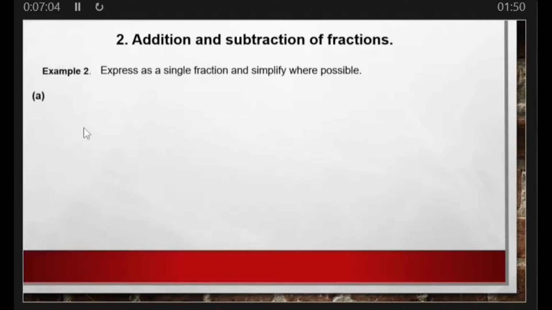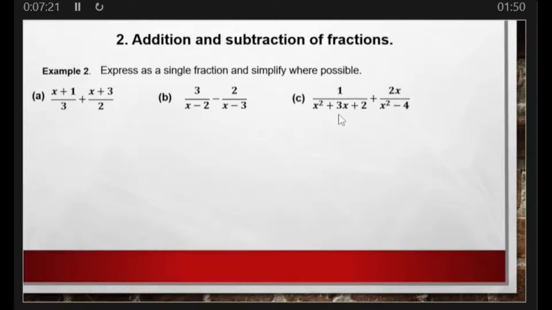A, we have (x plus 1) over 3 plus (x plus 3) over 2. Then B, we have 3 over (x minus 1) minus 2 over (x minus 3). Then C, we have 1 over (x squared plus 3x plus 2) plus 2x over (x squared minus 4). So we'll begin with A.